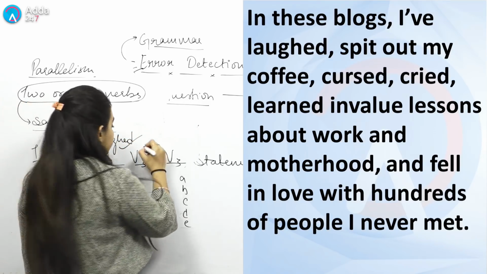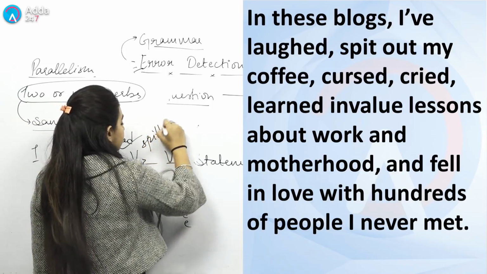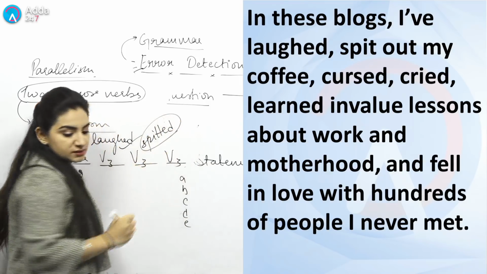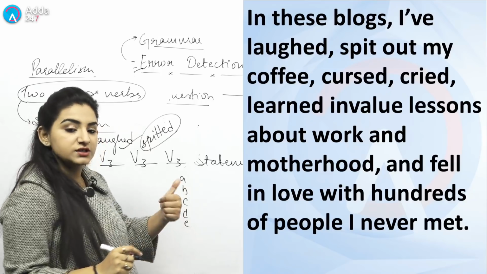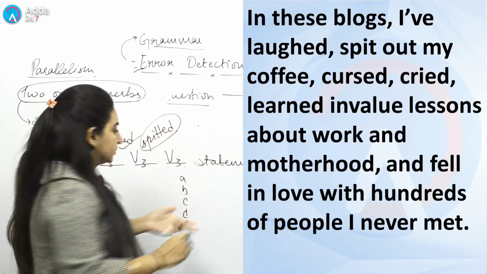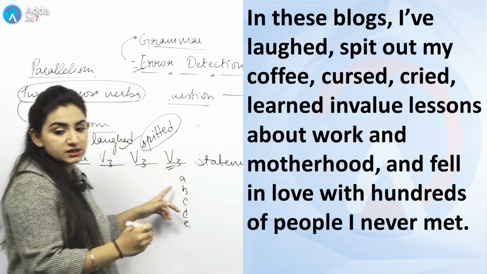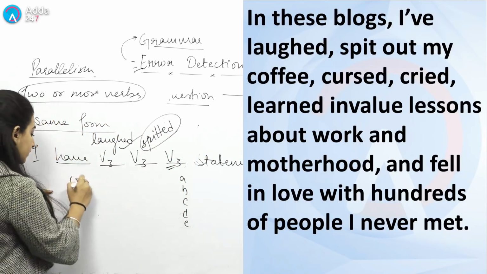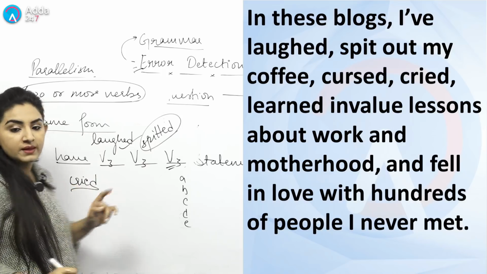Then you have spit, so it should be spitted, not spit, है ना? So first error हो गया, spitted out. My coffee cursed, again you have verb's third form, cursed. Then cried, again cried is verb's third form.